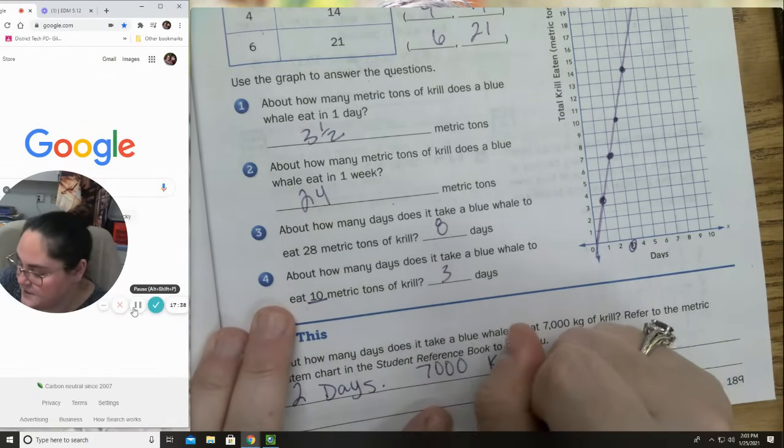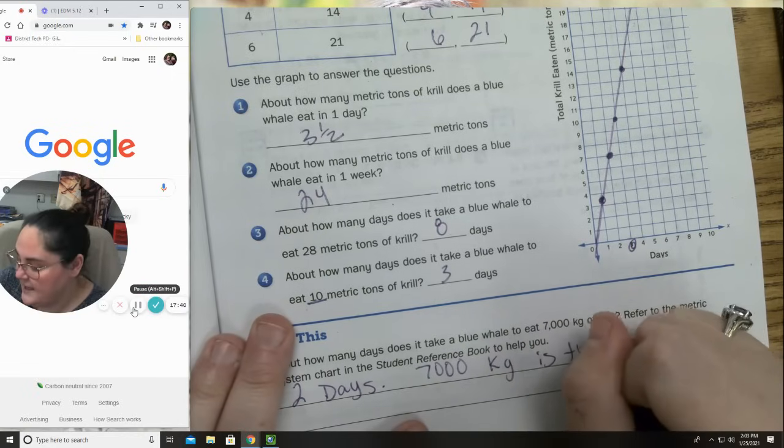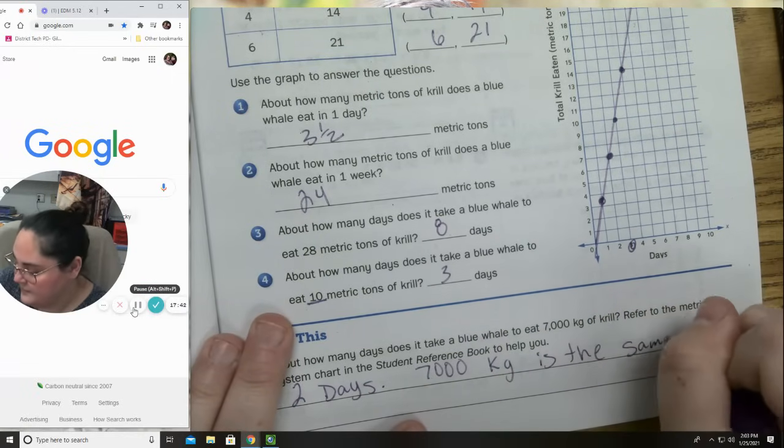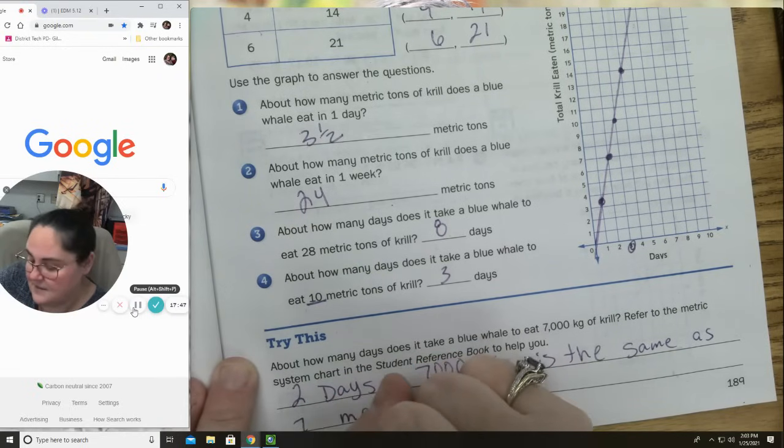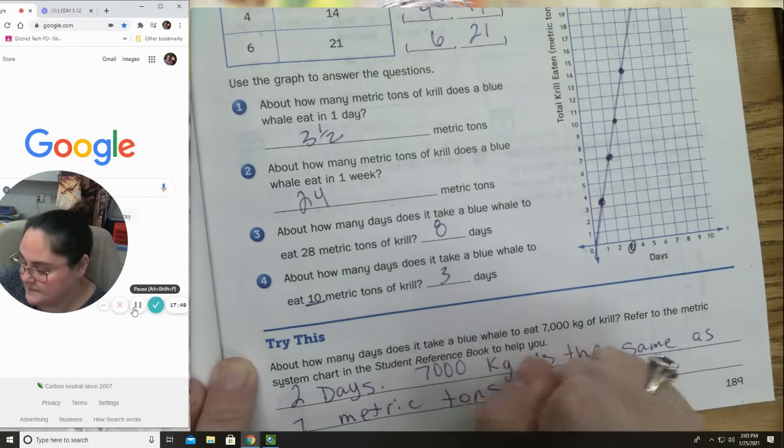7,000 kilograms is the same as 7 metric tons.